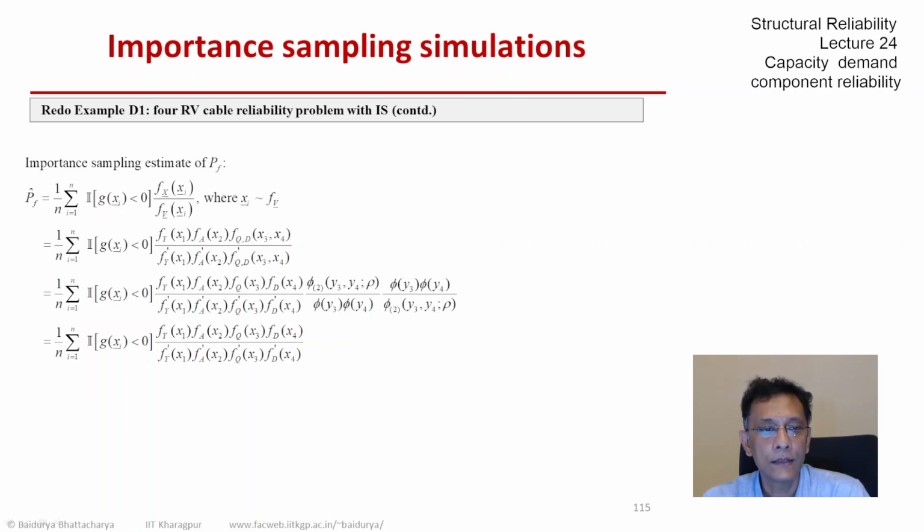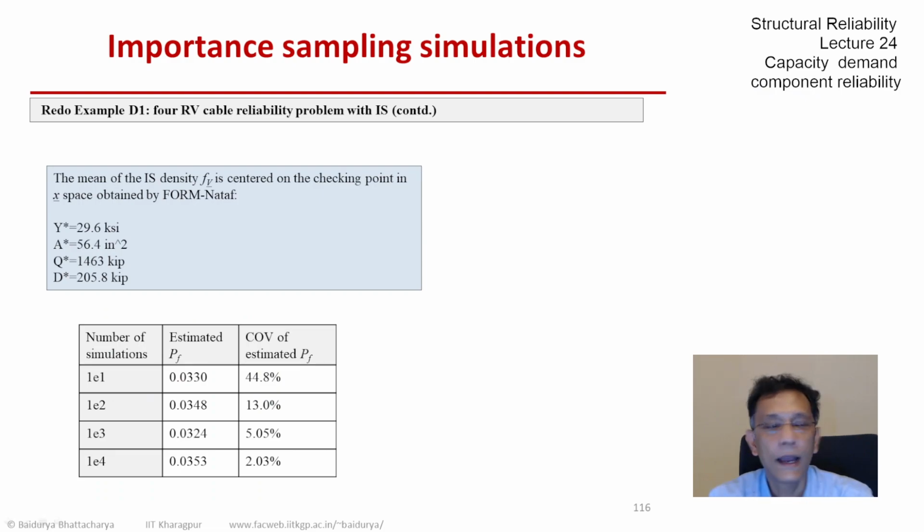And now let us look at the results. We have used the FORM NATAF results as we were asked. So the mean of the importance sampling density is centered on that FORM minimum distance point, y star, a star, q star, and d star, as you see on your screen. And then for the various number of simulations, we have the estimated PF and the uncertainty thereof.